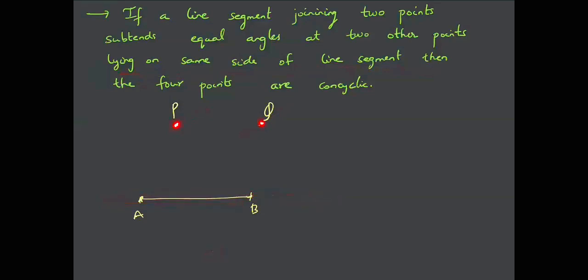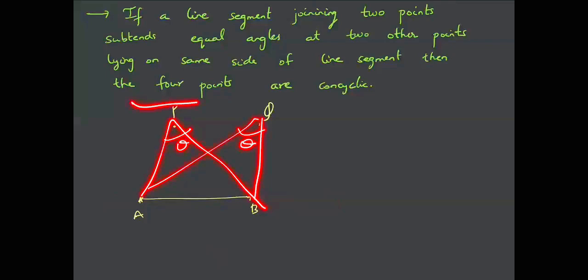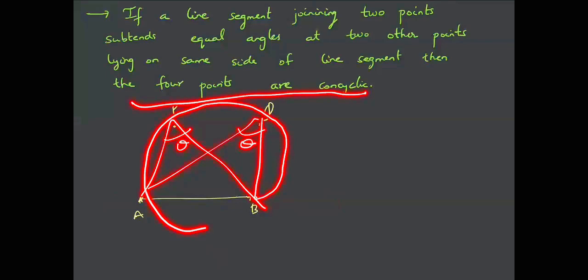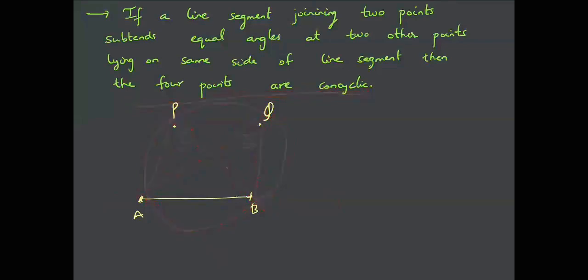So if there are 2 points on the same side of the line segment, and if the angle subtended by this line segment at these 2 points, what do you mean by the angle subtended by line segment AB at point P? That is angle APB, right? And the angle subtended by line segment AB at point Q is angle AQB. So if these 2 angles are equal, then this theorem says that the 4 points are concyclic. That is, you will have a circle which passes through all these 4 points. Okay, this is what we need to prove.